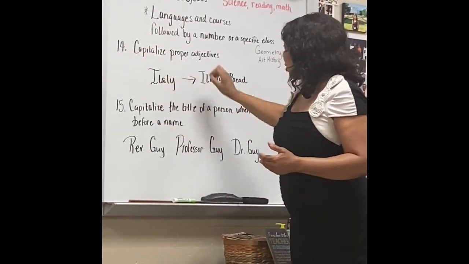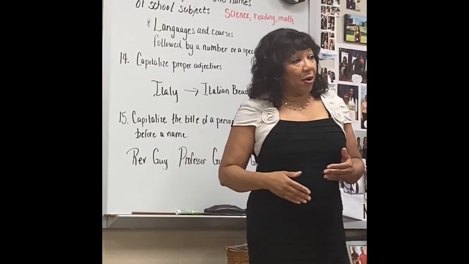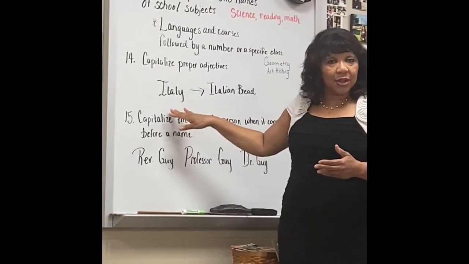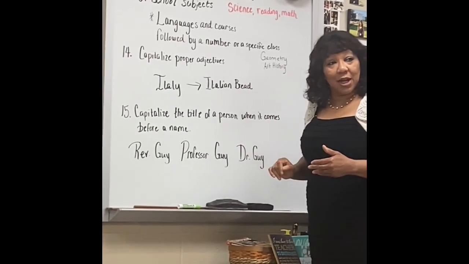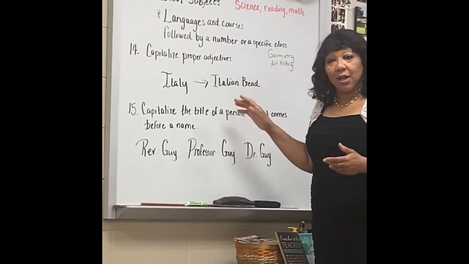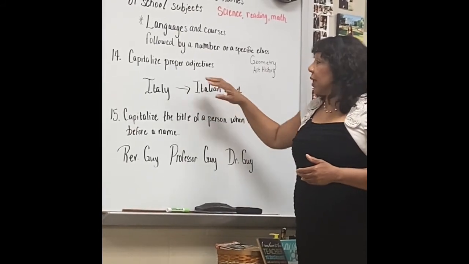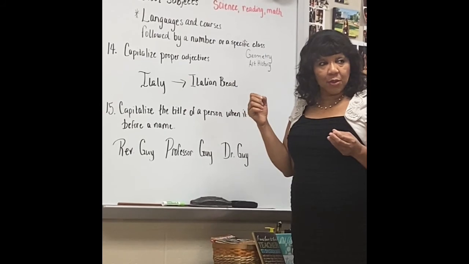Continuing on, capitalize proper adjectives. So say for instance, because that was in part 1, we talked about capitalizing the name of countries. You're going to capitalize Italy, right? But if I'm talking about Italian bread, which I made last week, then I'm going to capitalize the Italian because it's a proper adjective. Does that make sense? Are you good with me?